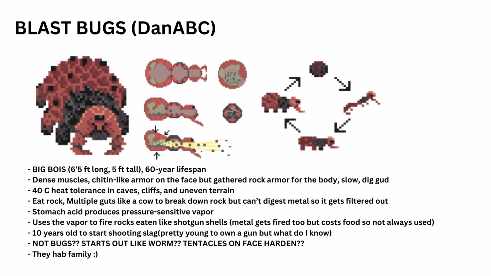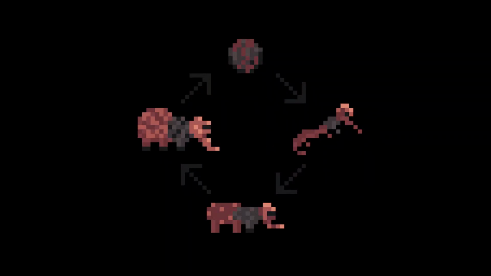Our first category is internal chemical combination, with first place going to Dan ABC and their blast bugs. These creatures live for 60 years, are 6.5 feet long and 5 feet tall. Initially earthworm-like creatures born from a clutch of 4 to 6 eggs, with face tentacles and soft head shells that harden into pincers and armor as they mature. In this stage, they are cared for by their parents, with females having more delicate pincers for this task.